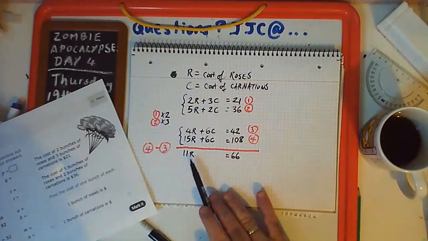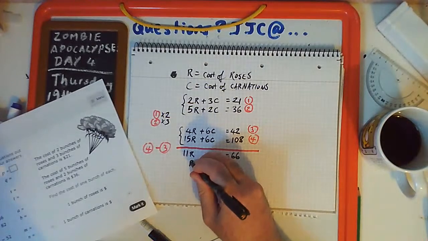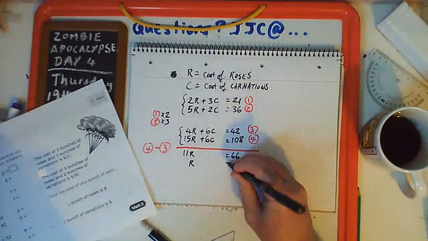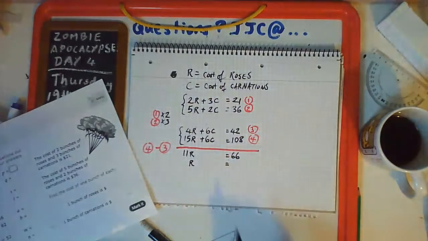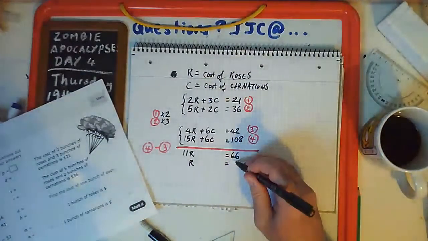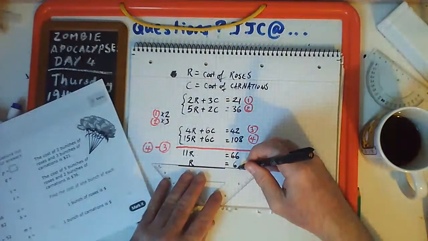So anyway, 11R equals 66. I don't want to know what 11Rs are. I want to know what 1R is on its own, so I'm going to divide everything by 11. But because an equation is like a balance, I need to divide the other side by 11 as well. 66 divided by 11 is 6. So we think we've figured out the answer that R equals 6.